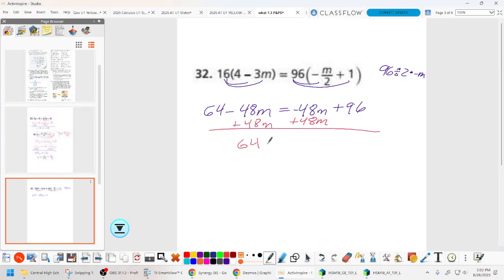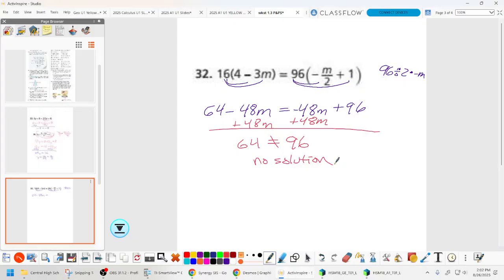Okay, what happens to both sides? Cancel out. Yeah, the m's are gone, and it just leaves this statement: 64 equals 96. Good. So that is not true ever. So we say no solution. Cool. All right. If you have other questions, come in and see me.